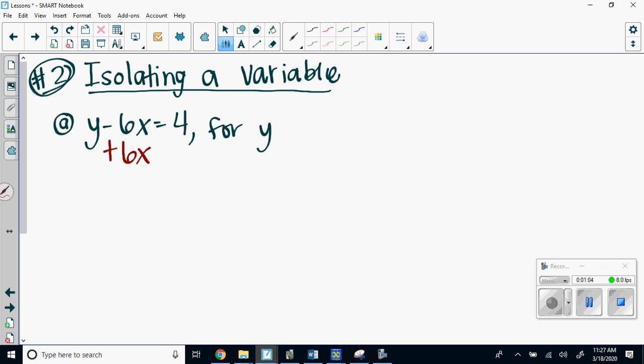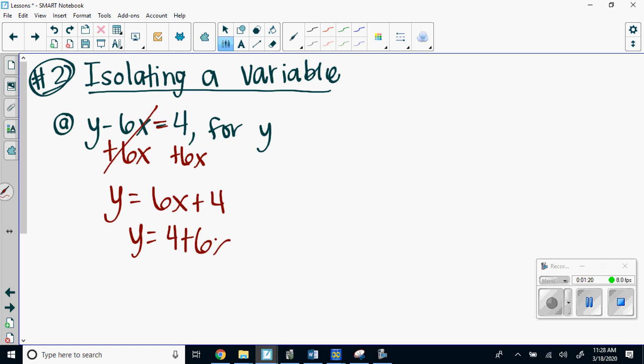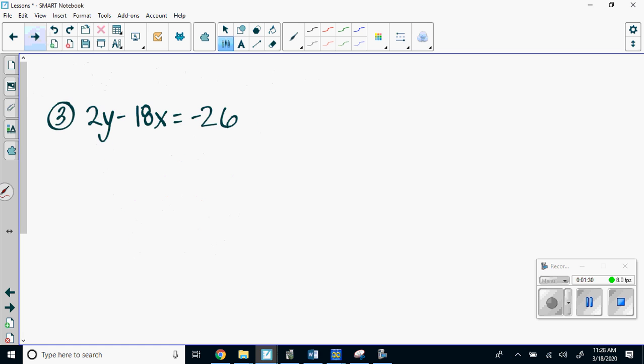If I do it to the left side of the equal sign, I better add it to the right side of the equal sign as well. 6x is gone from the left side, and we have y equals 6x plus 4. Or you can write it as y equals 4 plus 6x. Doesn't really matter which order you put it in. So that was just that. You'll have a couple of problems on the homework assignment very similar to that. Just quick, easy, move the x variable over.